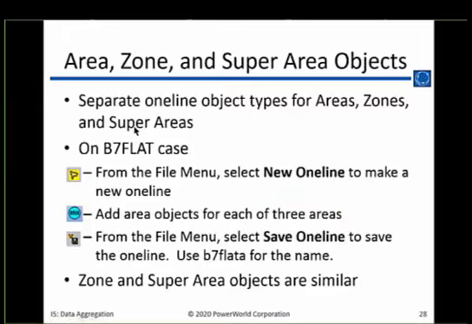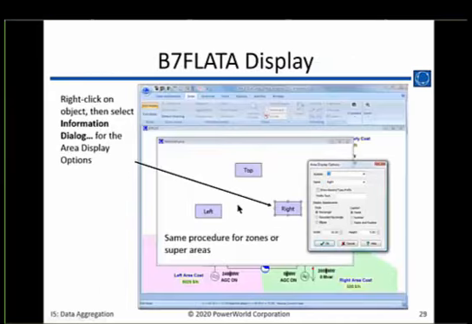Okay. So yeah, this slide just describes that you can do the same thing for areas and zones, super areas. An object to represent it, and then also put in interfaces. This is just a screenshot from doing it on the 7-bus case.